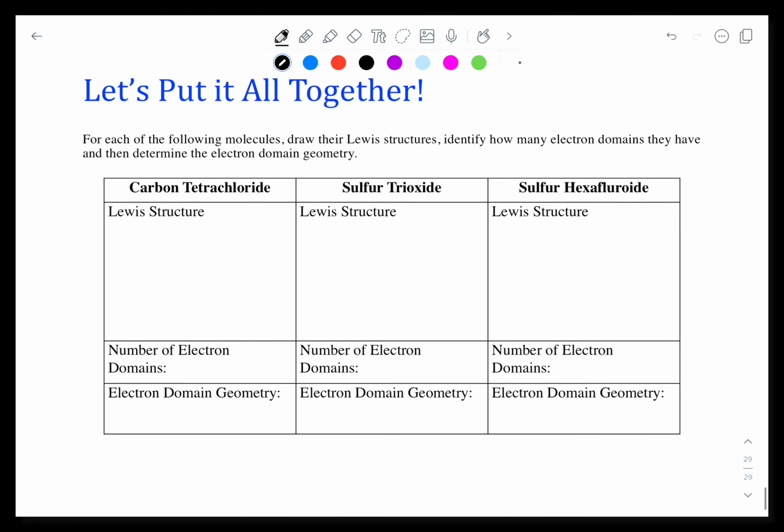Let's try another one. For each of the molecules, draw their Lewis structure and identify their number of electron domains and their electron domain geometries. So I give you the names. You're going to have to use the names to determine the formulas so you can draw the proper Lewis structure, okay? And then determine their domains and their geometry. Remember, we don't know lone pairs from our formula, so we have to write the formula first, count our electrons, and then determine if there's lone pairs on anything.